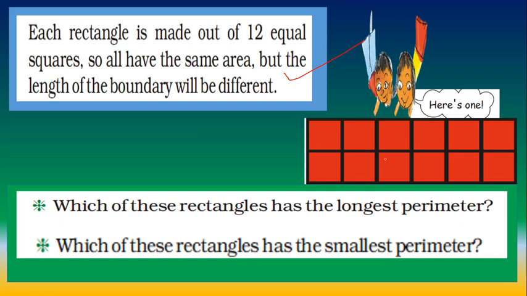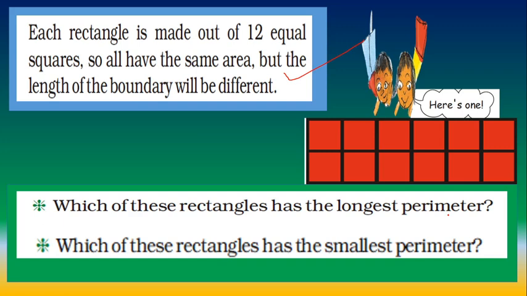Here is one rectangle given to us. Again, 3 and 3, 6. 6 and 6, 12. 12 squares are there. Which of these rectangles has the longest perimeter? Which of these rectangles has the smallest perimeter? Now, let us calculate the perimeter of the rectangles. This is one of the most important parts.